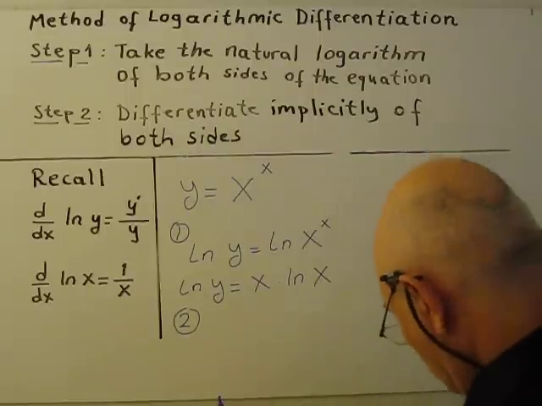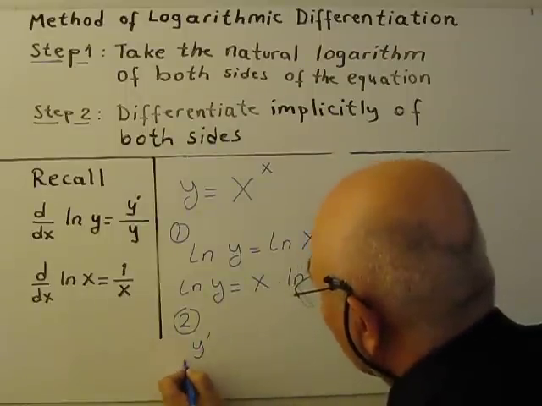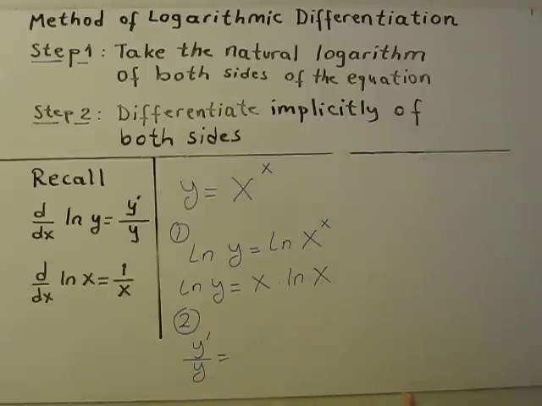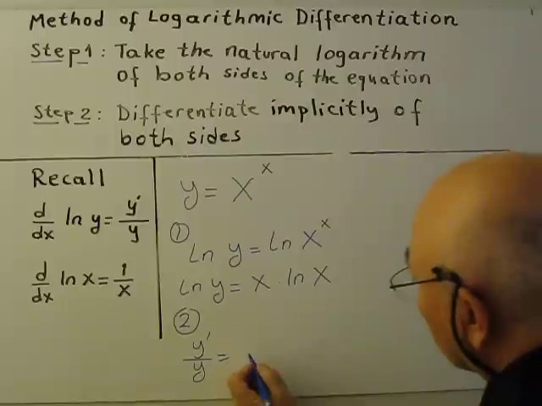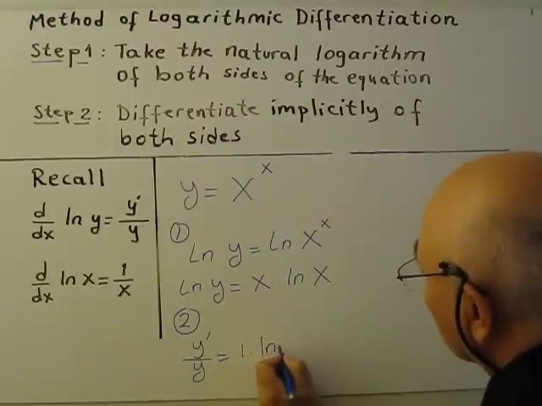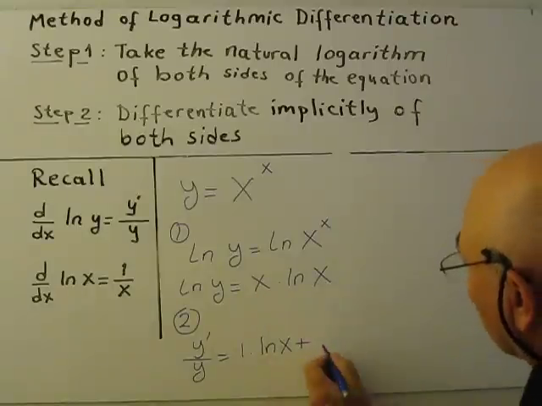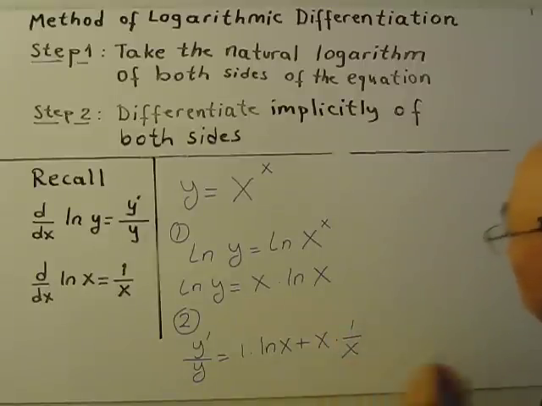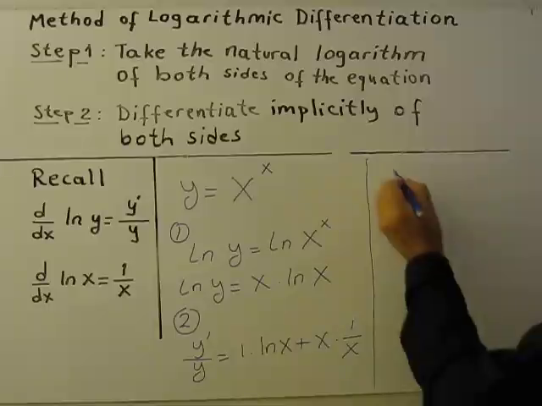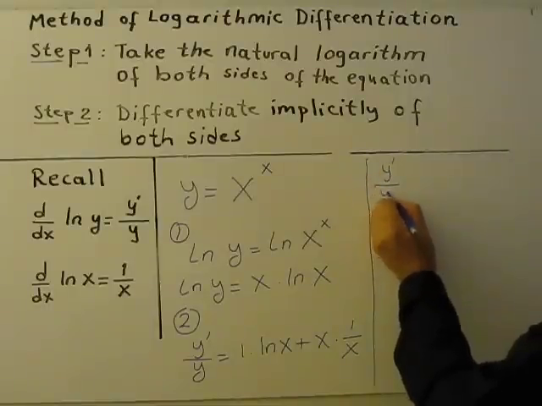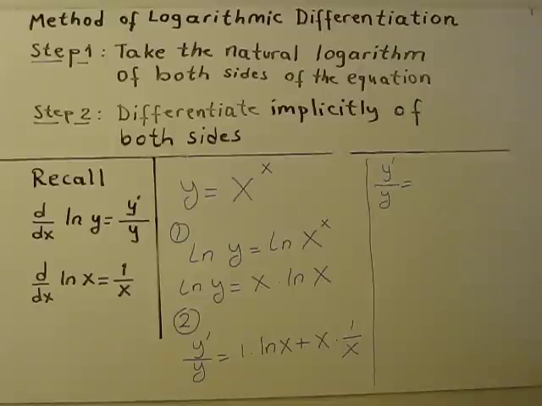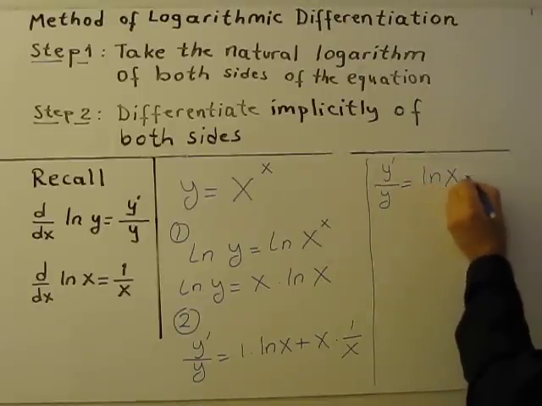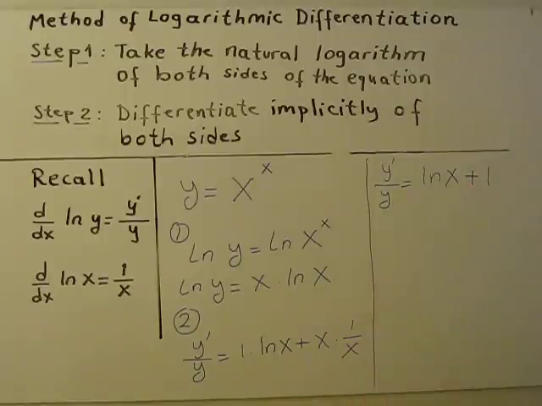If we differentiate, we get y prime over y. If I use the product rule, derivative of x is 1 times ln of x, plus x times derivative of ln of x, which is 1 over x. So if I continue, y prime over y equals ln of x plus 1, this x cancels out.